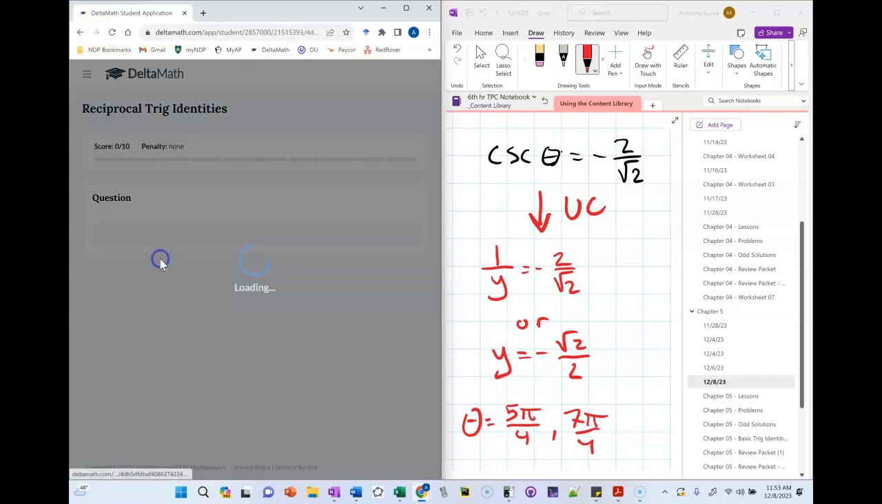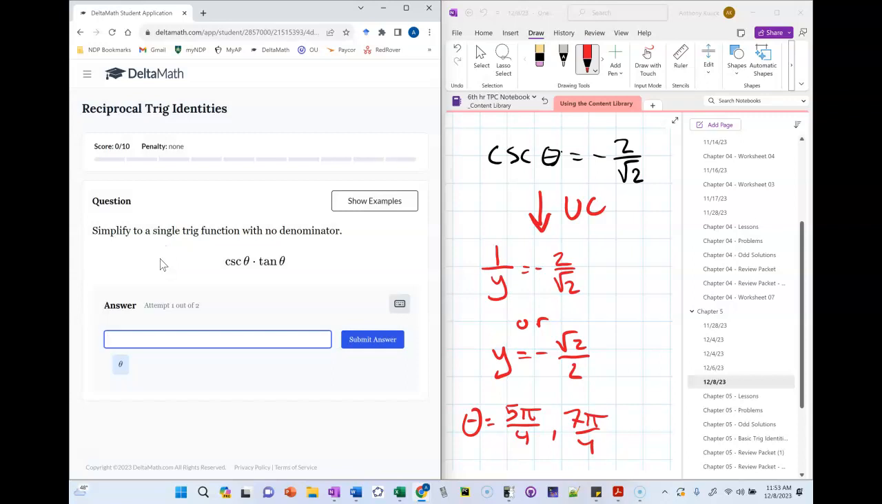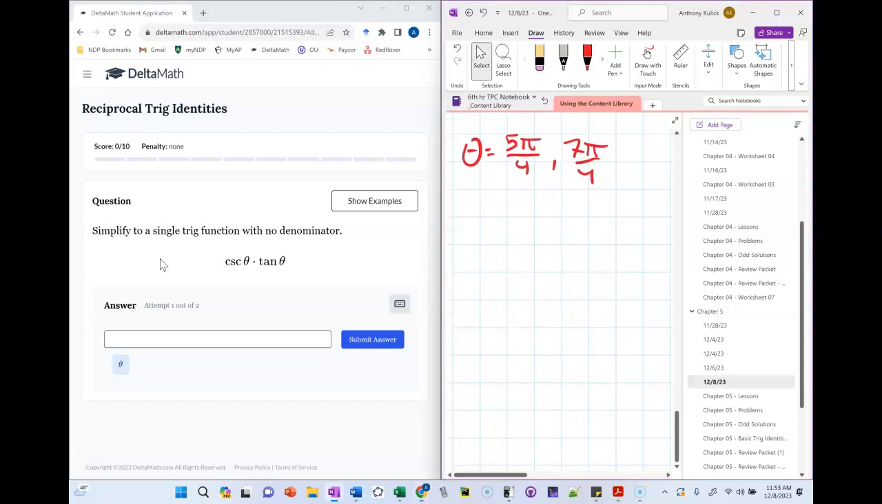Let's do the other one, which is some of these simplifying problems. So here it asks to simplify to a single trig function with no denominator. So I'm going to be using my identity sheet here, and then maybe some algebra things. So I start off with cosecant times tangent. I can look for an algebra thing, but I just have two things multiplied together. They're not like terms. There's really nothing I can do with this algebraically.